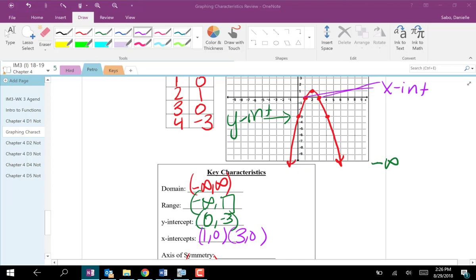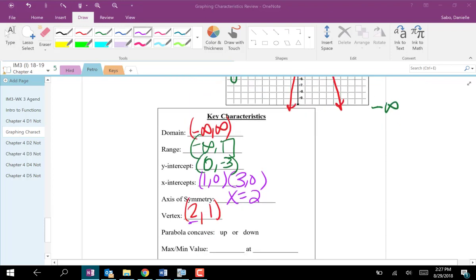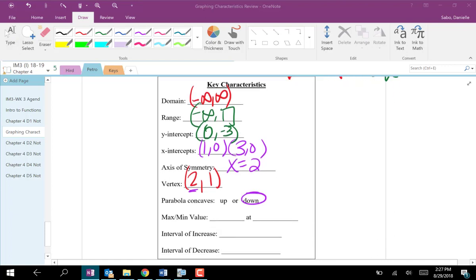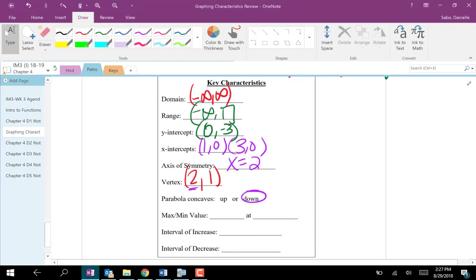Your axis of symmetry is the line in the middle of your parabola. It's x equals something. It's x equals what? 2. Very good. Remember, it's always the x value of your vertex. Is it concave up or down? Down. And does it have a min or a max? A max.